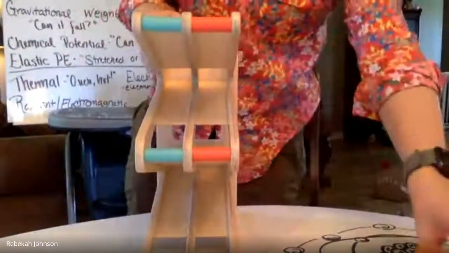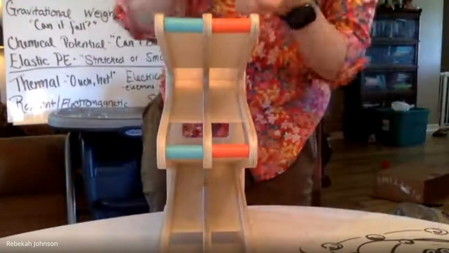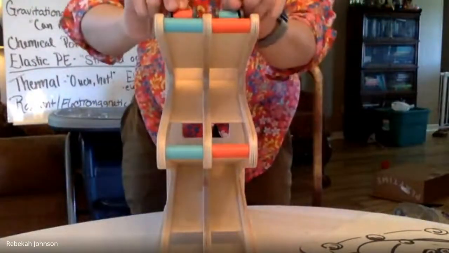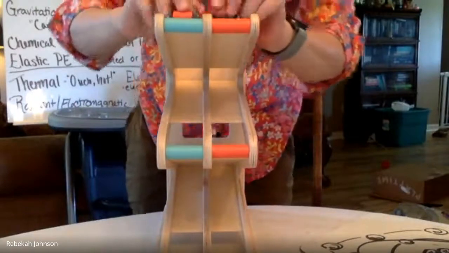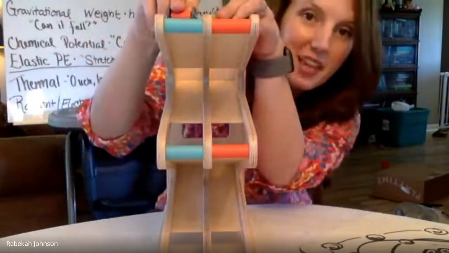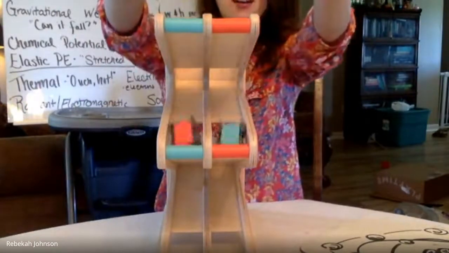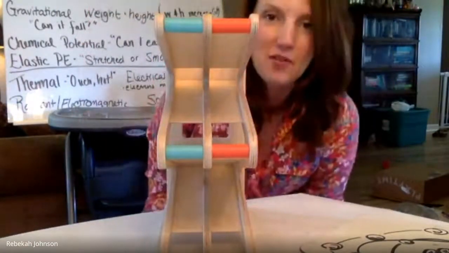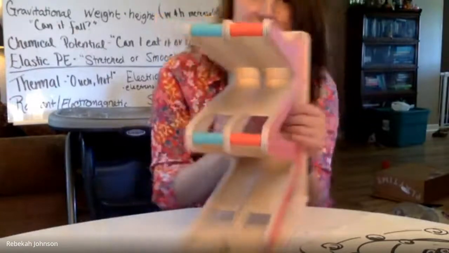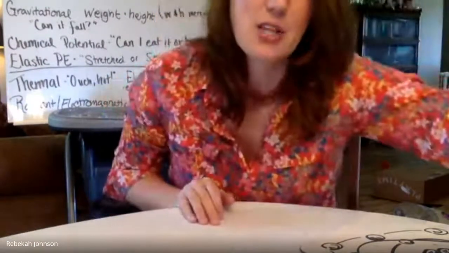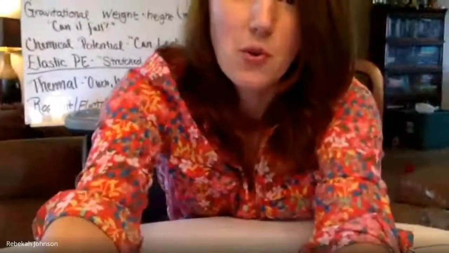So anyway, we have this cool little device and we have race cars. And if we put the race cars on them, we will actually see at the top they have gravitational potential energy. And then when I let them go, we see that gravitational potential energy turned into kinetic energy. So there's a quick review on two of the types of energy that we've discussed, gravitational potential and kinetic.